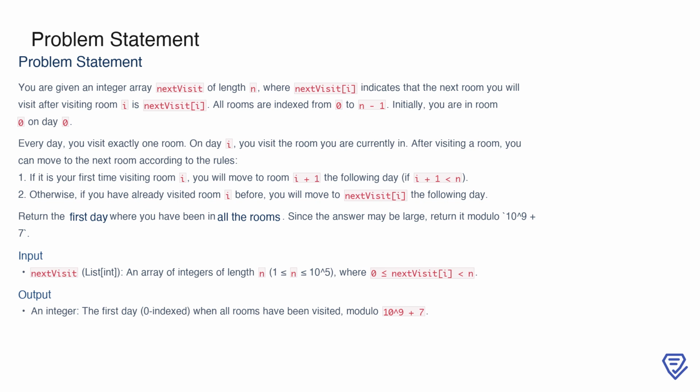If it's your first time visiting a room, you move to the next room, i plus 1, as long as that room exists, that is, as long as i plus 1 is less than n. If you've already visited a room before, you follow the value in nextVisit[i] to determine which room to go to next. Your goal is to determine the first day when you have visited all the rooms at least once. Since the answer can be very large, you'll need to return it modulo 10^9 plus 7. This ensures that the result stays within a manageable range.